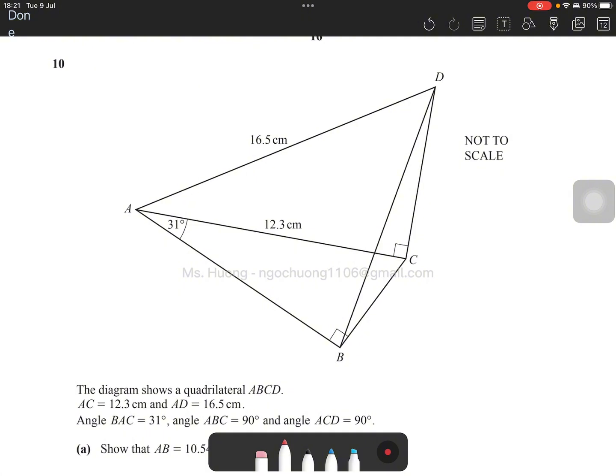Question 10. The diagram shows a quadrilateral ABCD. So remember, it's not a 3D shape. AC is 12.3 centimeters and AD is 16.5 centimeters. Angle BAC is 31 degrees. Angle ABC is 90 degrees. This is a right angle. And the angle ACD is also a right angle.